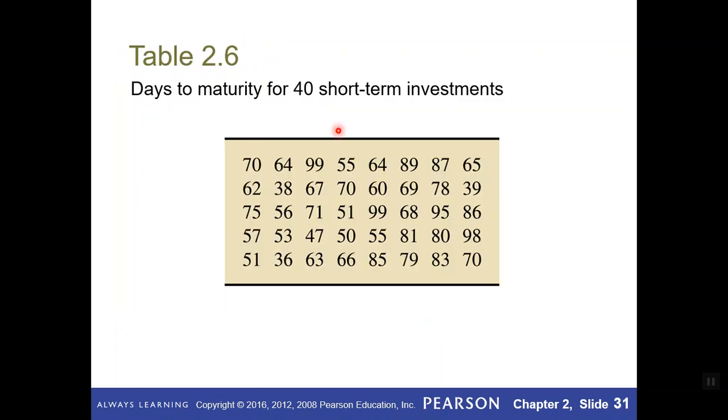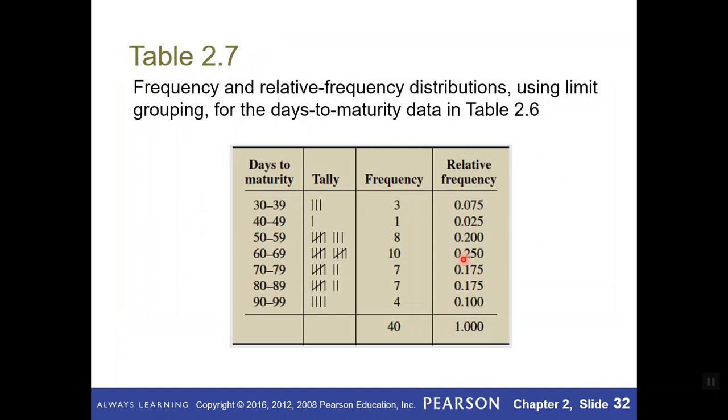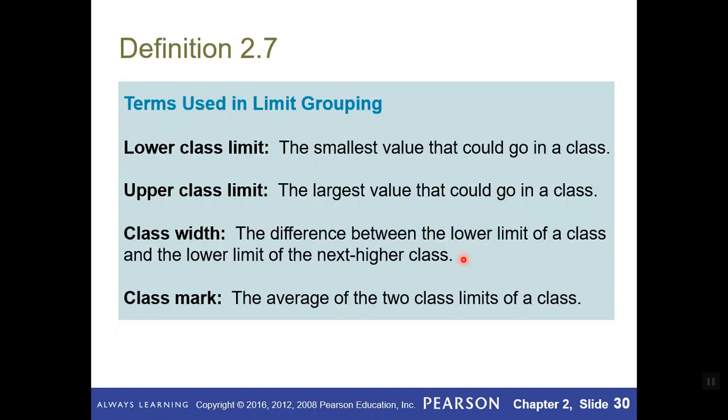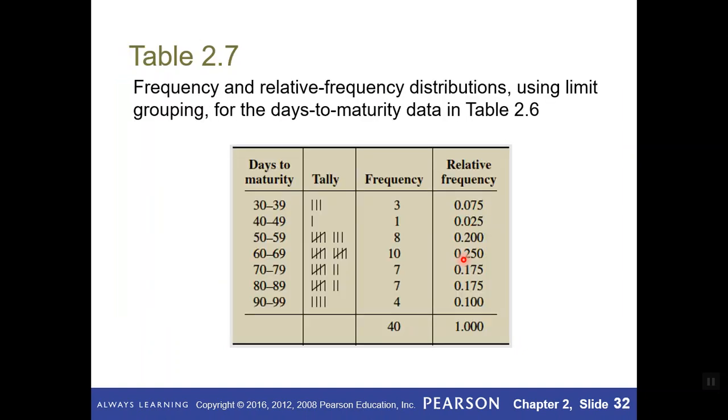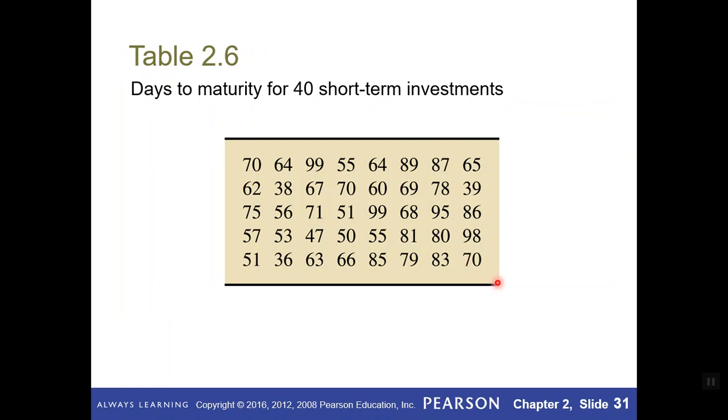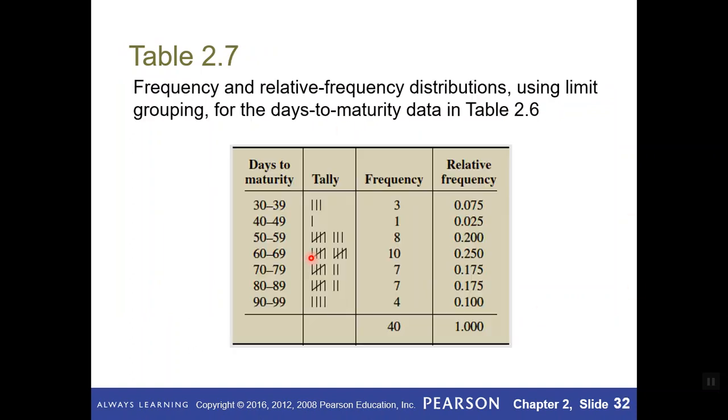Okay, we have 40 short-term investments. These values, there are 40 values. We are going to deal with them using limit grouping. You have to identify the lowest value and the highest value in this data set. Then you can divide these days to maturity into equal classes.